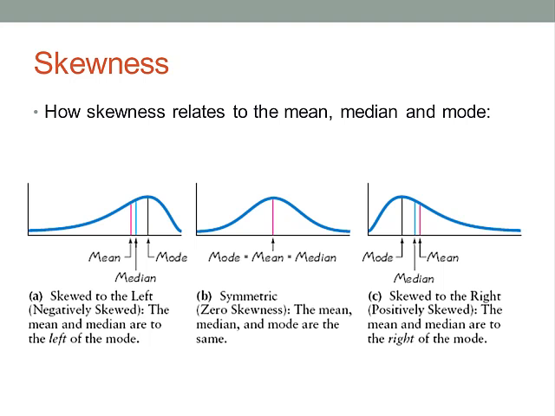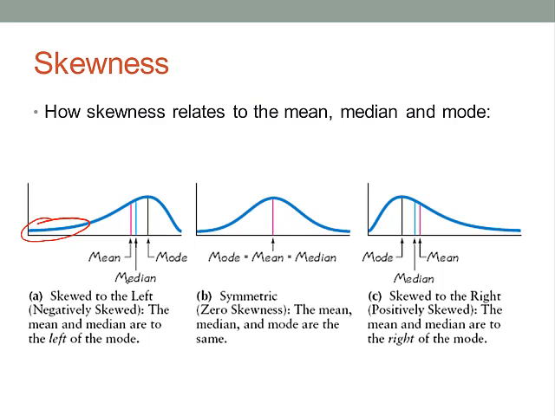Okay, skewness. So how skewness relates to the mean, median, and mode. We've seen skewness in an earlier lesson. So skewed left, again, skinny on the left is the skewed left. When we have skewed left, the mean is going to be to the left of the median. And the mode is this hump here, right? So that one's pretty easy.